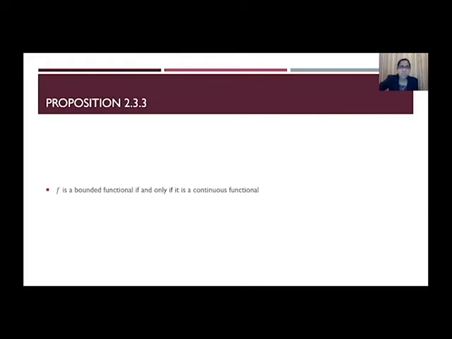So next we shall move on to the proposition 2.3.3. Proposition is simple. If f is a bounded functional, if and only if it is a continuous functional. So the boundedness and the continuity are linked to one another. So let's see how we can move on to the proof of this.